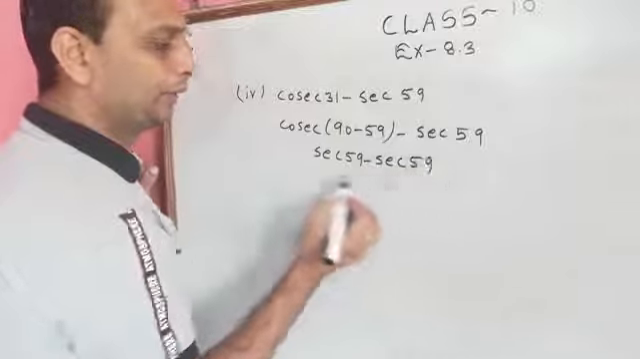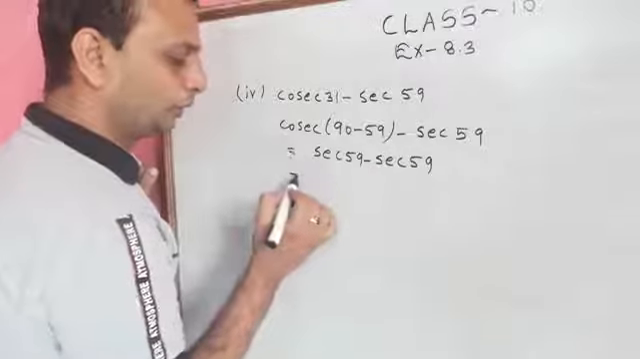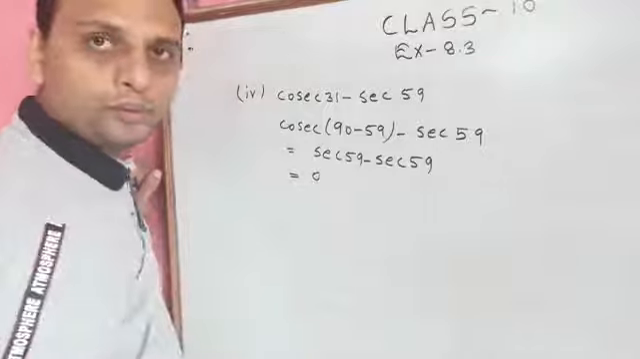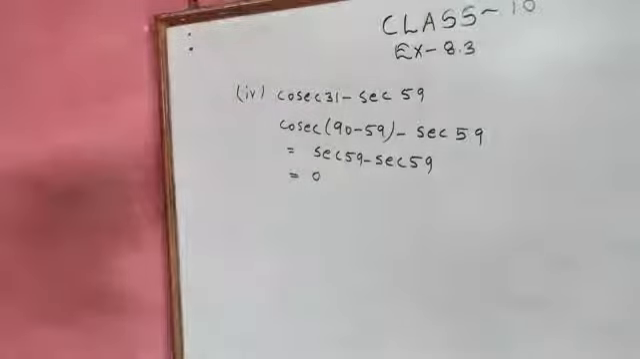Sec 59 minus sec 59 is equal to 0. This is the question number 4 completed. First 4 is completed. Now we solve the question number 2.